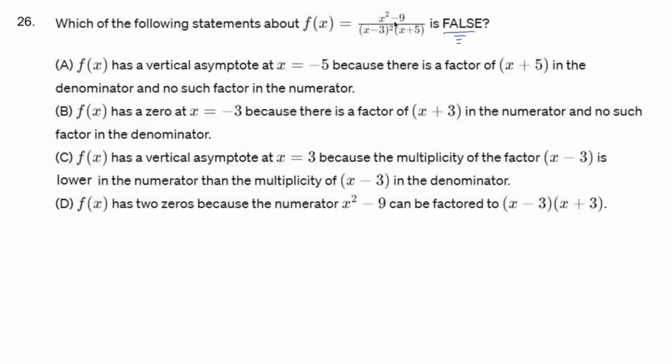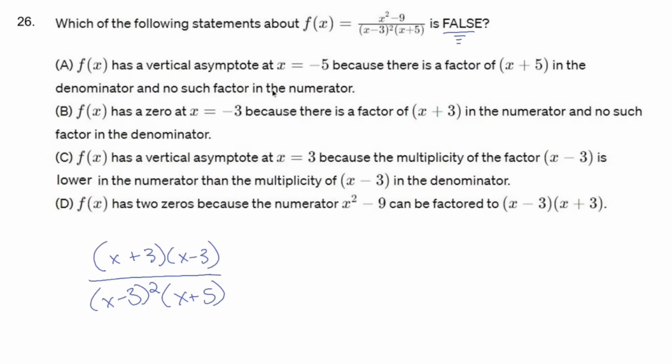This is what we're looking at, a rational function. The denominator is factored, the top is not. So let's factor the numerator. X squared minus 9 is a difference of squares, x squared minus 3 squared. So it becomes x plus 3 times x minus 3, like so. The denominator does not change: x minus 3 in parentheses squared, x plus 5.